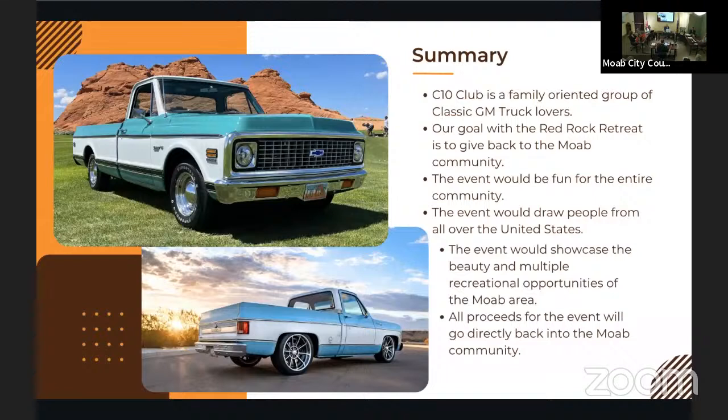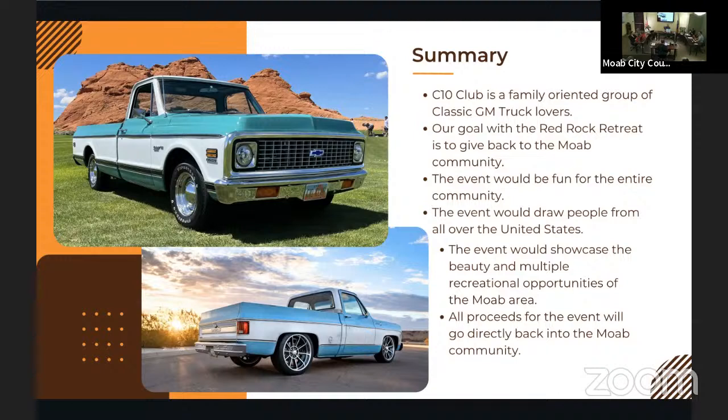So lastly, just to summarize, C10 Club is a family-oriented group, kids, families. It's a really fun group. Being around these people, we always say, and I think I said it earlier, the trucks are cool, but the people are cooler. They're just amazing people. They're kind people. They're giving people. They're people that want to make a difference. They're people that want to get behind charities and a good cause.